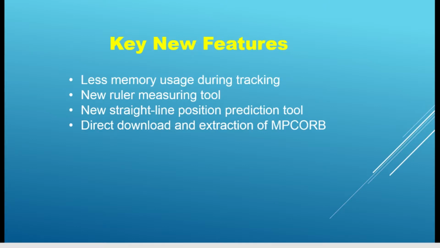The next item is a straight line position prediction tool, and I'll go over in more detail what that means in a moment and why you might use it under certain scenarios. And finally, the next item is now we have the ability to directly download and update the MPC orbital element file, which makes things a lot more convenient.